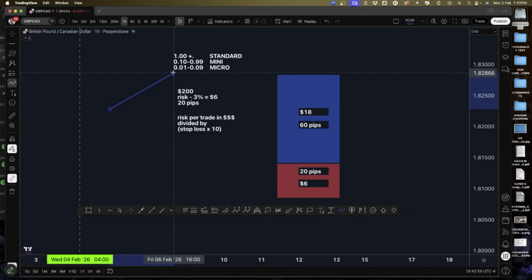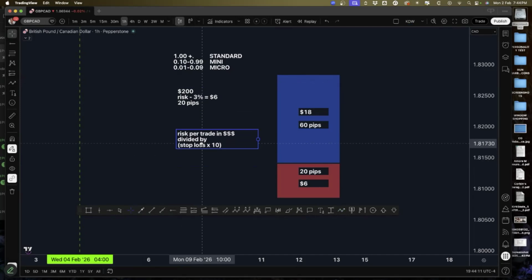$0.10. All right, so if we have 0.03, that means for every pip that price moves, that's going to be worth 30 cents. Our lot is 0.03, or 30 cents per pip move.